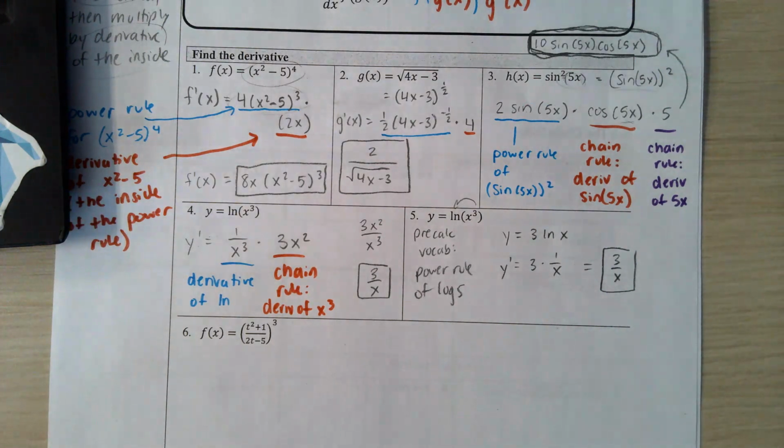So there's a few ways to do it. Chain rule, sort of like when we were learning the product rule, sometimes you could multiply it out, like do the box method and then take the power rule, or you could do the product rule.